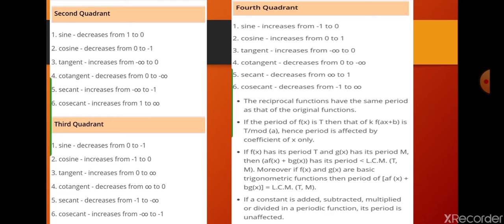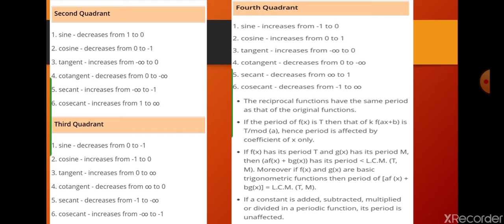In the second quadrant, sine decreases from 1 to 0, cosine decreases from 0 to minus 1, tangent increases from minus infinity to 0, cotangent decreases from 0 to minus infinity, secant increases from minus infinity to minus 1, and cosecant increases from 1 to infinity.